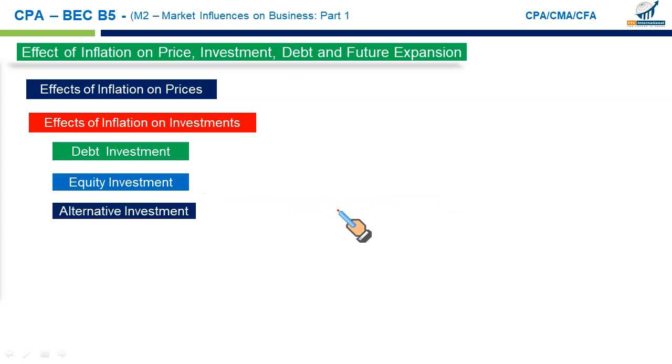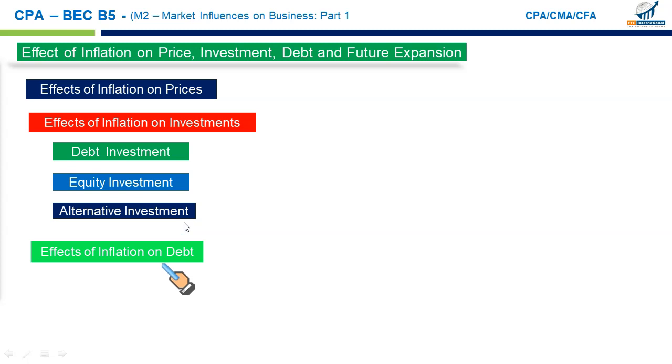Then we have alternative investments. When we say alternative investments, that means hedge funds, investments in commodities, and precious metals. In order to guard against inflation, investment in alternative investments like hedge funds, precious metals, and commodities is advisable because the value of such assets moves in line with inflation. So you are in a way immunized from the volatility in the general price levels.